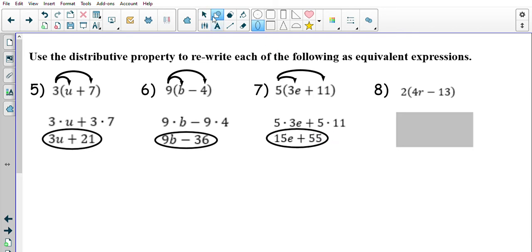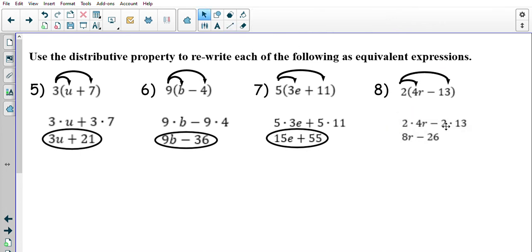Finally, number 8, we're going to distribute the 2 into the parentheses. So we take 2 times, whoa, I don't want the line there. 2 times 4r, let me delete that guy. Takes some playing around sometimes. 2 times 4r minus 2 times 13. 2 times 4r, of course, is going to get us 8r. 2 times 13 is going to get us 26. Final solution is 8r minus 26.